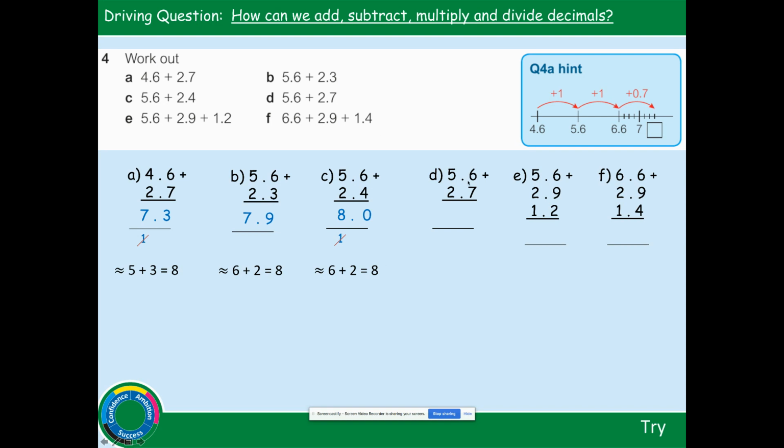So D, 5.6 add 2.7. 6 add 7 is 13. Put my 3. Carry the 1 into the next column. 5 add 2 is 7. Add the 1 is 8. So put 8. Have my decimal points lined up. So 5.6 is approximately 6. 2.7 is approximately 3. 9, it's fairly close to 9.